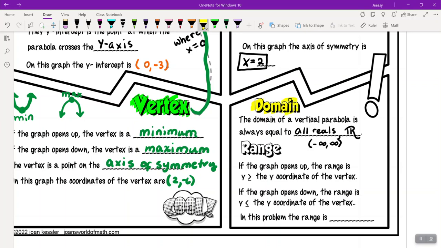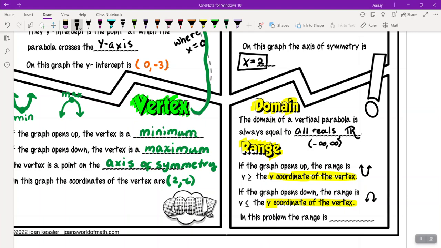Now the range is the y values, and the one that's going to determine the range is the y coordinate of your vertex. So if the graph opens up, we say that y is greater than or equal to whatever the y value is of the vertex. If the graph opens down, then we say the range is y is less than or equal to whatever the y value is of the vertex, okay?